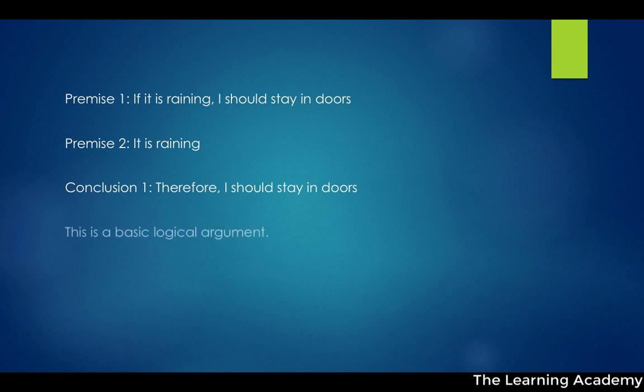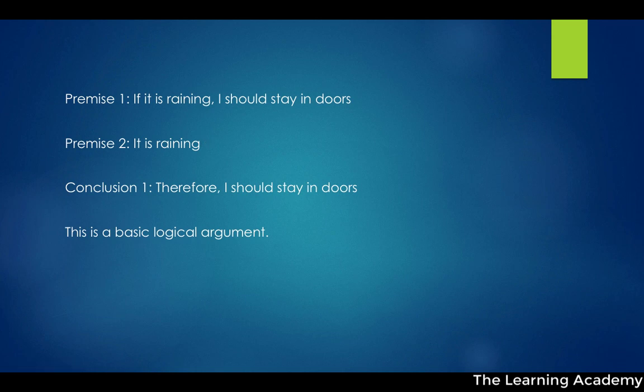So, what does this mean? This is a basic logical argument for a start. The first premise is what we call a conditional, or a material implication. What a conditional is, is if X, then Y. If something on this side is true, then this should be true. This should be the case as well. Okay, so if it is raining is one side, I should stay indoors. If, then. Okay, the second premise is a simple true-false proposition.